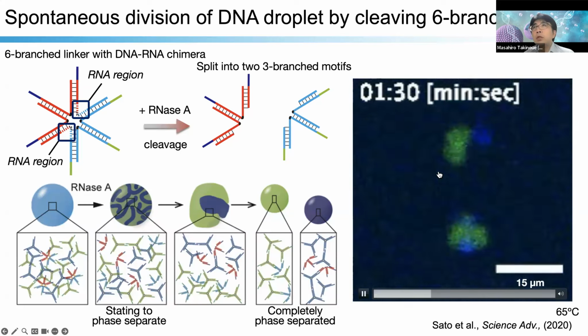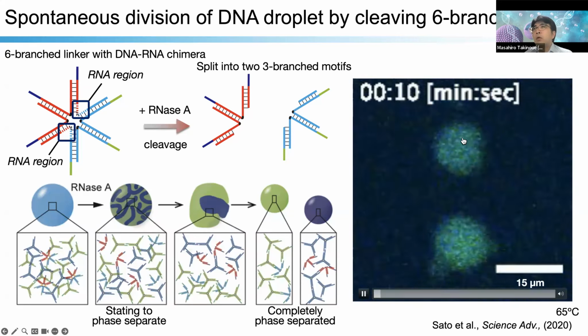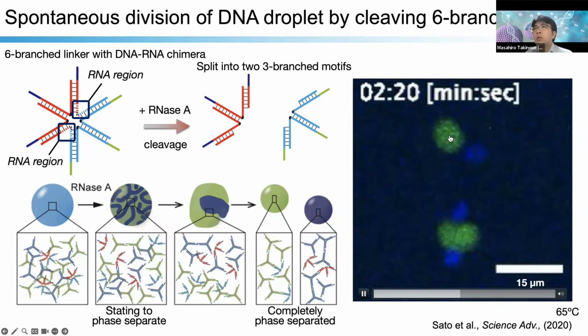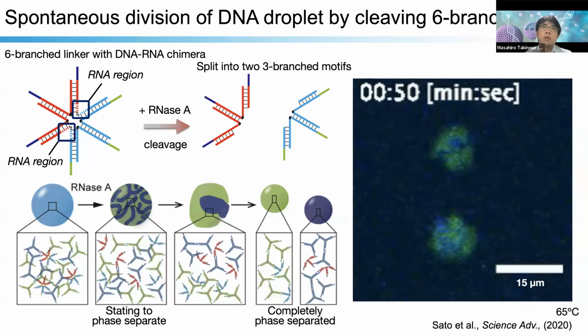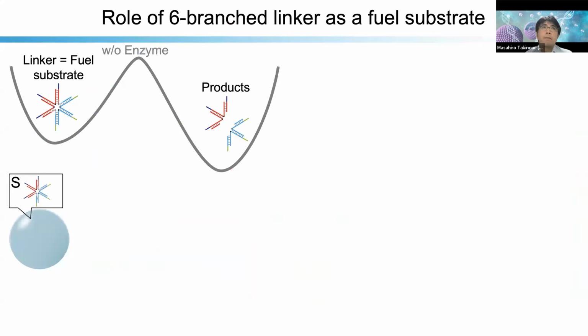So this is the result. As you see, the DNA droplet divided into two parts of the droplet, including only green or only the blue parts like this. So we can control this kind of self-division property of the DNA droplet based on the motif design.